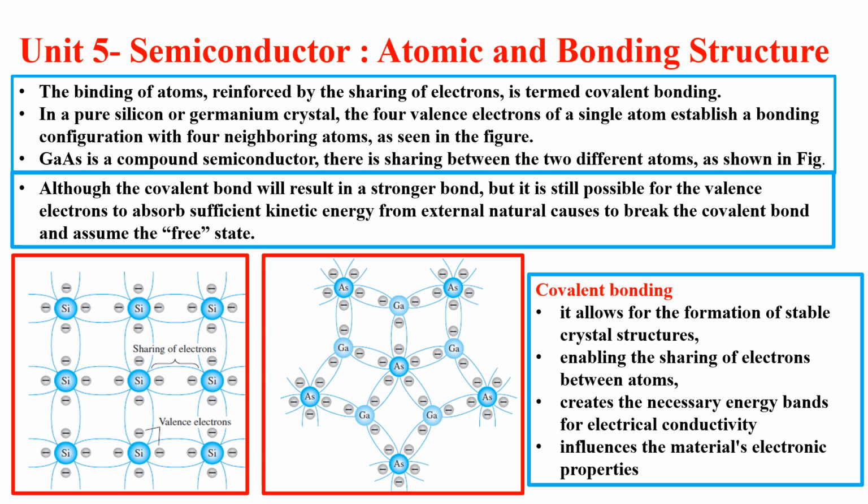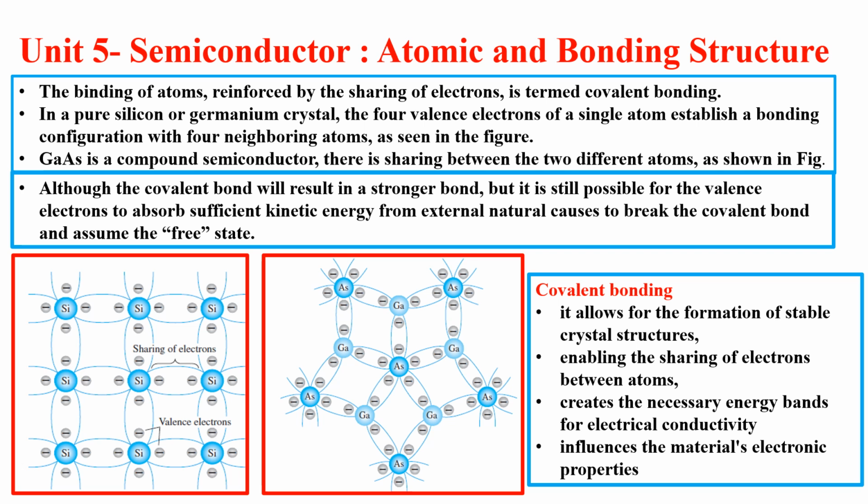Because gallium arsenide is a compound semiconductor, there is sharing between two different atoms, as shown in the figure. Each atom of gallium or arsenic is surrounded by atoms of the complementary type. There is still sharing of electrons, similar in structure to that of germanium and silicon, but now five electrons are provided by the arsenic and three by the gallium atom.